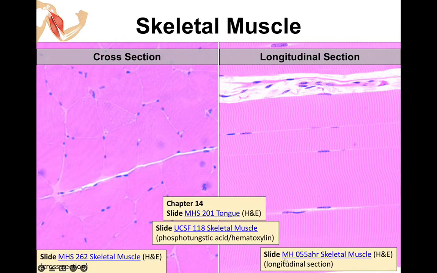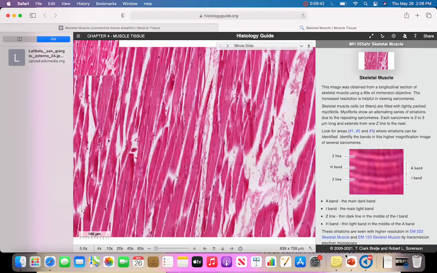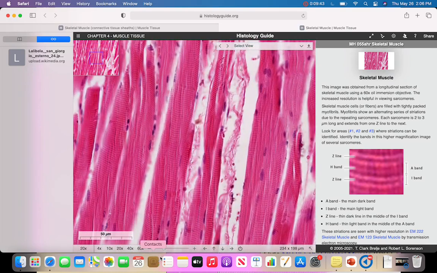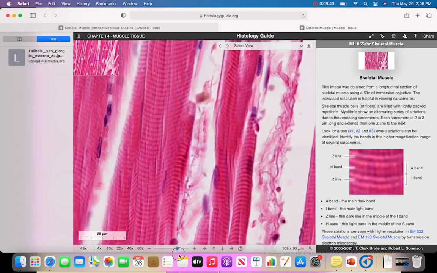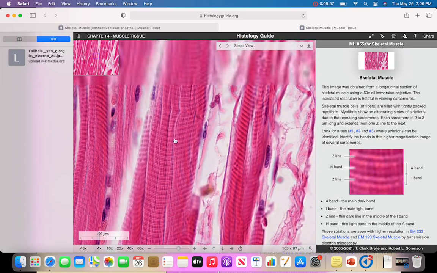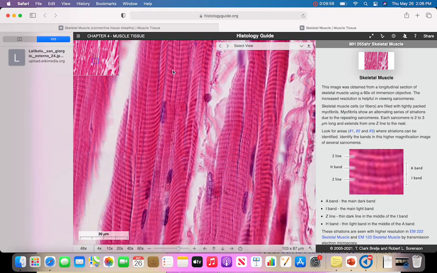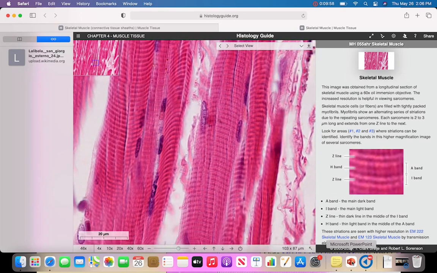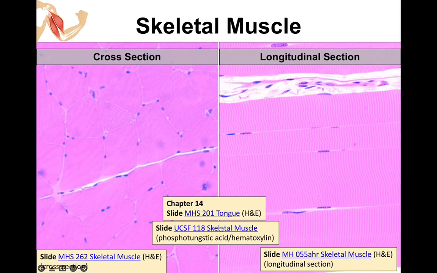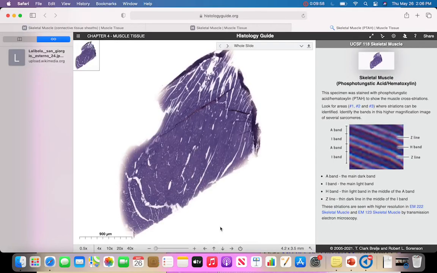We have also other slides. Here we have a longitudinal section. So you can see the light and dark bands or the striations, and you can also see the peripherally located nuclei. We have also another longitudinal section with a different staining.